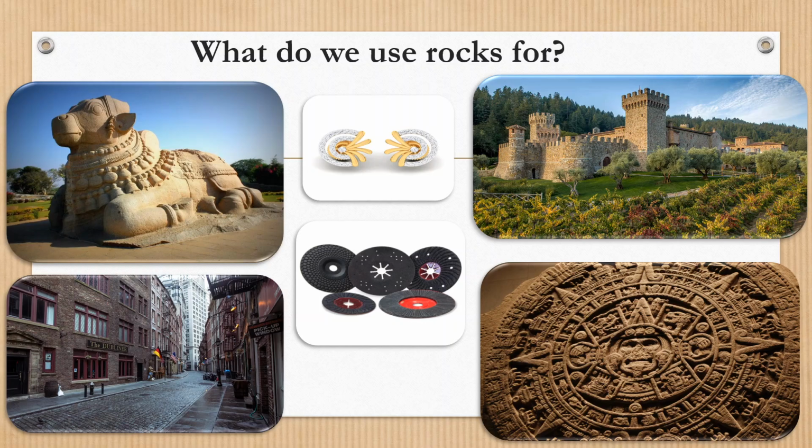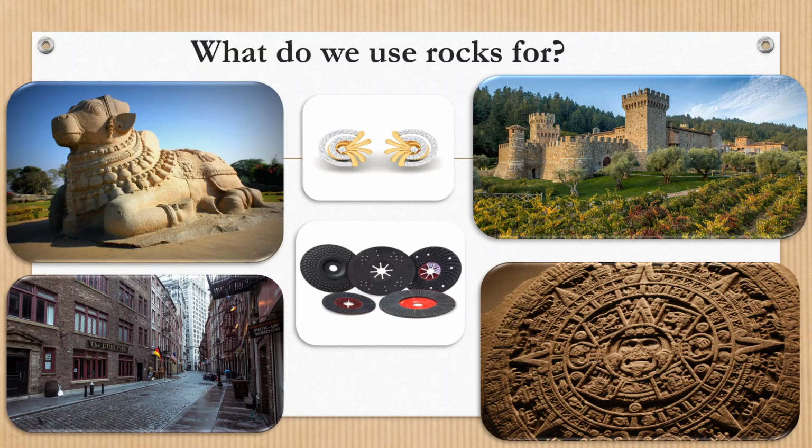Now, here I have a question. What do we use rocks for? Well, we know that some rocks can be used to make statues, some rocks can be used to make jewelry, and as you can see in the castle, some rocks are used to build things. But they have many different uses. These black circles that you see there are tools. They are used to cut or polish objects. So rocks can be used as tools.